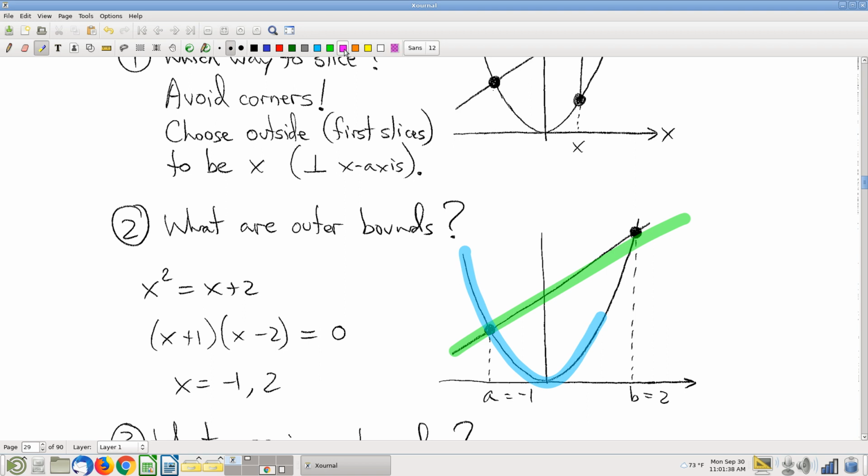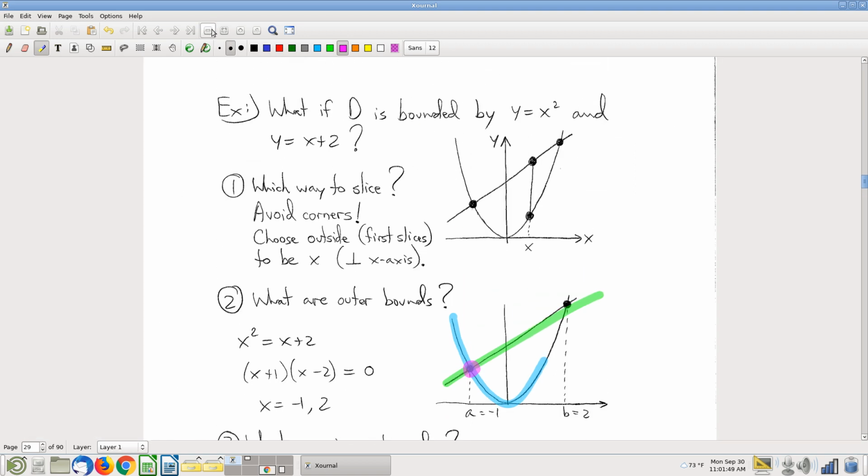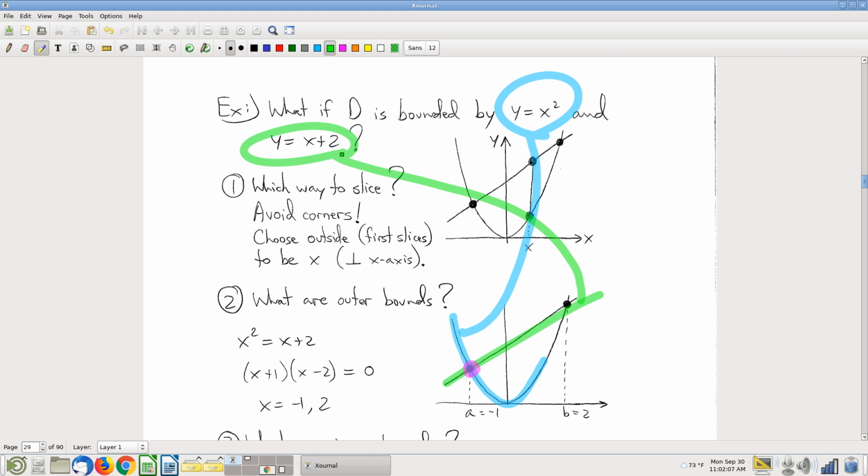Okay, so the bound is determined by certain points. The point is on certain curves. Next observation, those curves have certain equations. Whoops, sorry, wrong color. This curve has that equation. This curve has that equation. Okay, so now we're connecting a lot of dots here. The bounds are determined by a certain point. The point is on certain curves. The curves have certain equations. And now we've got some algebra.